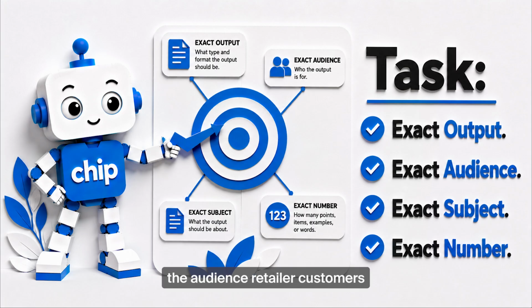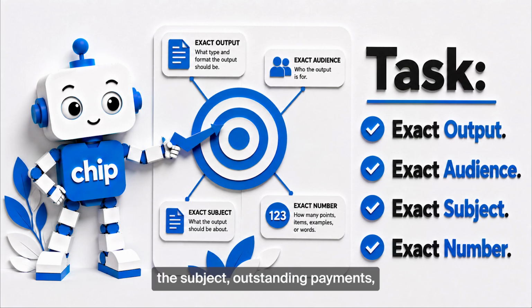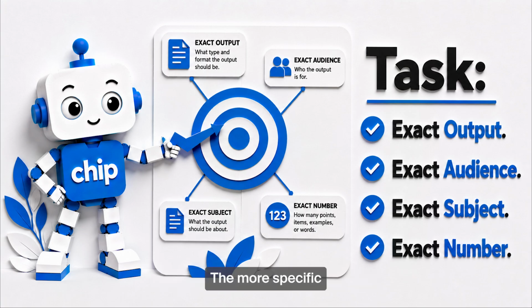The audience, retailer customers. The subject, outstanding payments. The time frame, next 7 days. The more specific your task, the less work you have to do after.